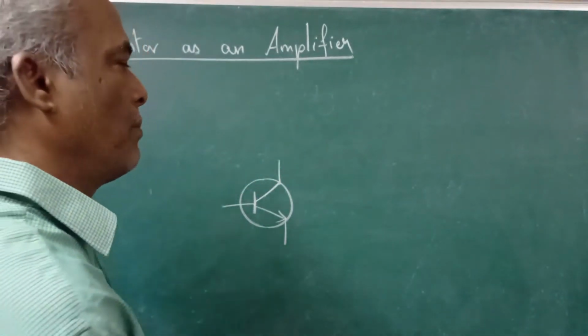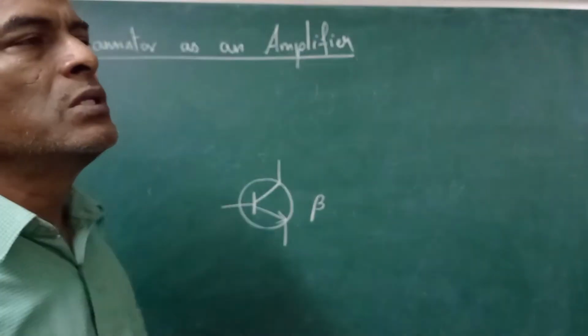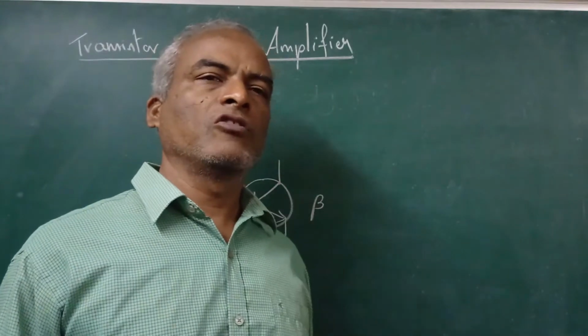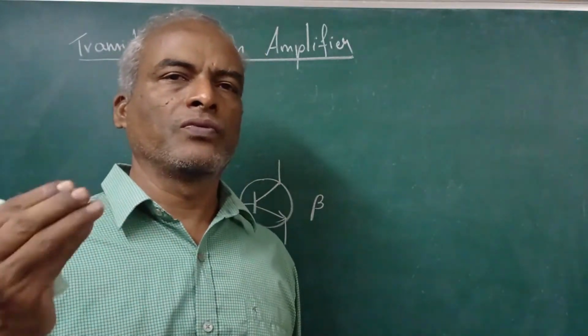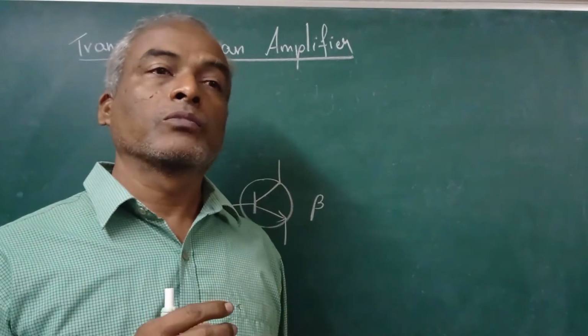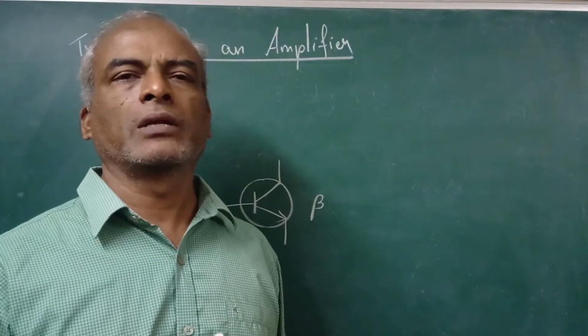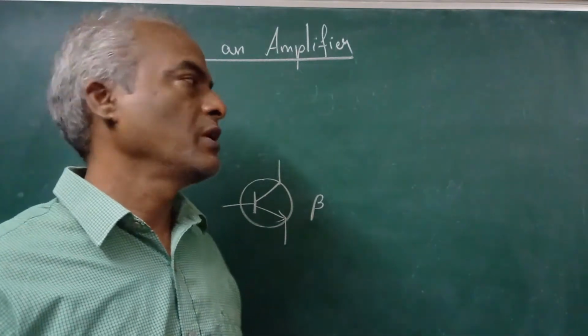Gain means beta. Beta value is known. How to find the beta value? If you check out the data sheet, it will be in the form of a range, say 100 to 400. But still, you have to put it in a common mode circuit and find out the ratio between collector current and base current, and then you can fix the beta value of the transistor.